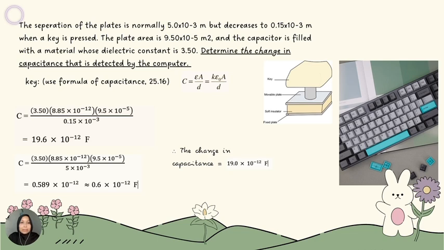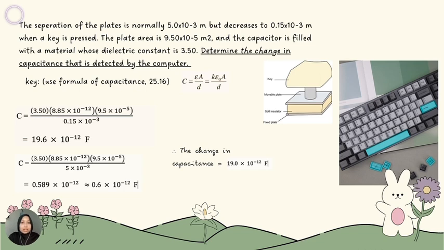So for the capacitance when the key is pressed, we use d equals 0.15 because they said that it decreases to 0.15 times 10 to the power of negative 3 here. So we use this one, and then we get 19.6 times 10 to the power of negative 12 F. And for when the key is not pressed, we use d as 5 times 10 to the power of negative 3 meter. And then we get 0.6 times 10 to the power of negative 12 F.